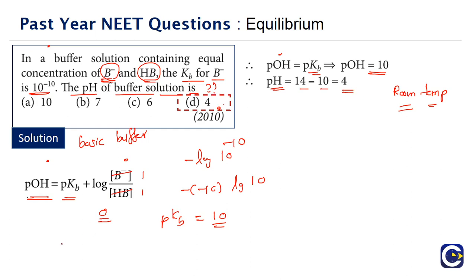So we have to remember, for the basic buffer we have the formula for pOH. For the acidic buffer we will have the formula in terms of pH. So both these formulae we have to remember, because we have seen that quite a number of years they have asked questions on these.